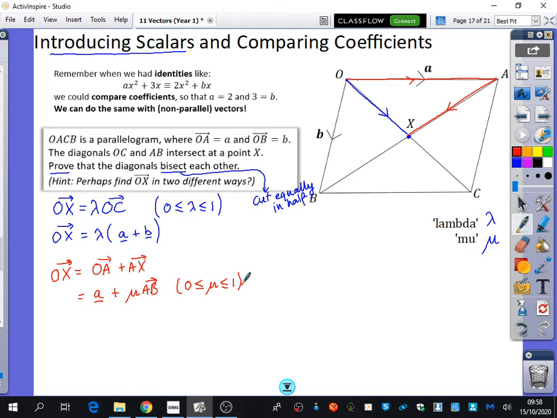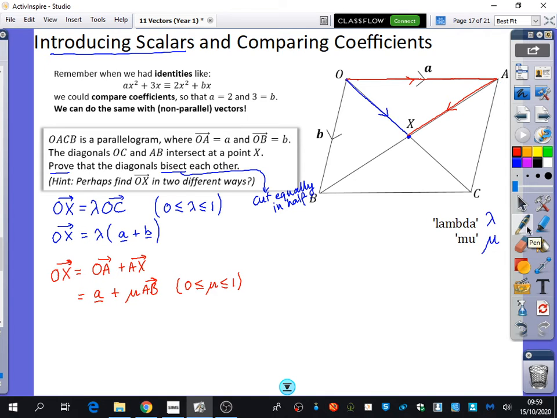So how come that one's a mu though? Just another constant? It's just a different constant. Because if I use the same constant, I get a bit stuck because they might not be the same. In a different scenario, we might be trying to prove that this is a third of the way along and the other one is 2/3 of the way along. So we can't give them the same constant, okay?